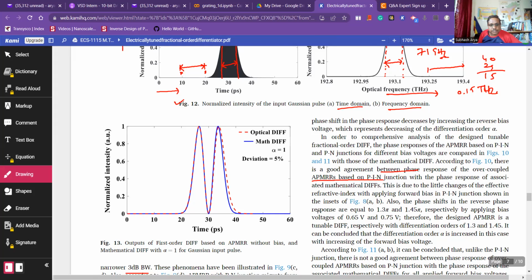Output of the first order differentiator based on all-pass RR without bias and mathematical differentiator with alpha equal to 1 for Gaussian input pulse. This blue curve is the mathematical one, continuous, and this red dashed curve is the optical differentiator. Both curves overlap, deviating only at this edge. The deviation is 5% and the alpha order is alpha equal to 1. So it seems this is not a fractional order, it's simply 1.